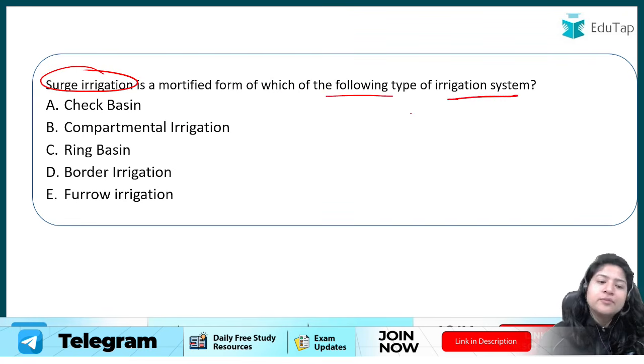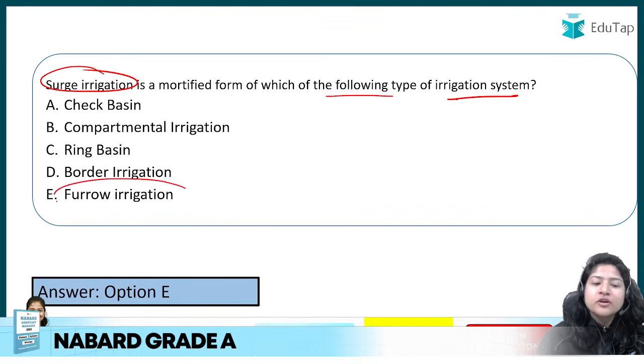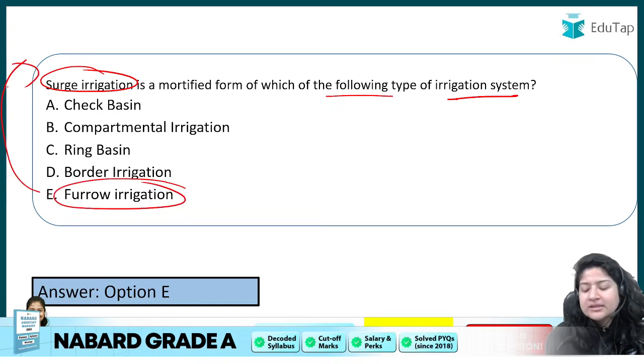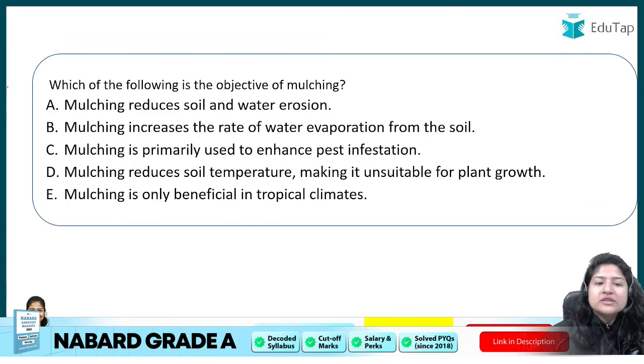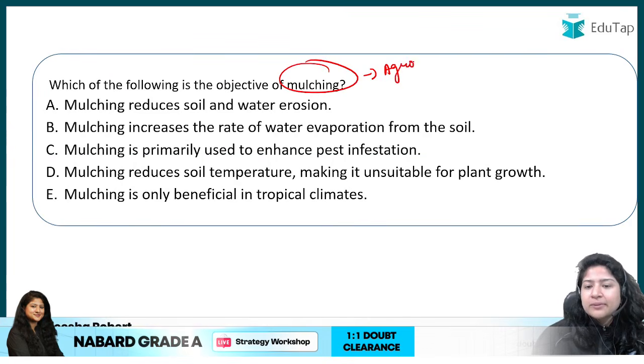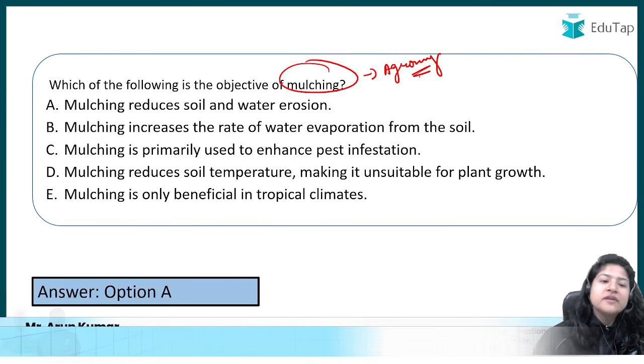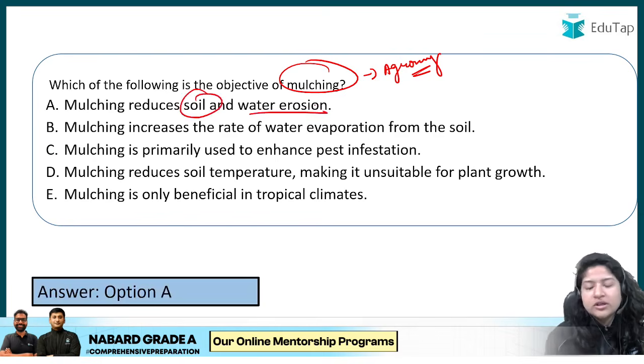Which of the following types of irrigation? Again a description was given, saying it is a modified version of furrow irrigation, that is surge irrigation. Next: which of the following is the objective of mulching? Now this belongs to your agronomy chapter, the basics of agriculture. The main objective of mulching is to reduce soil and water erosion.